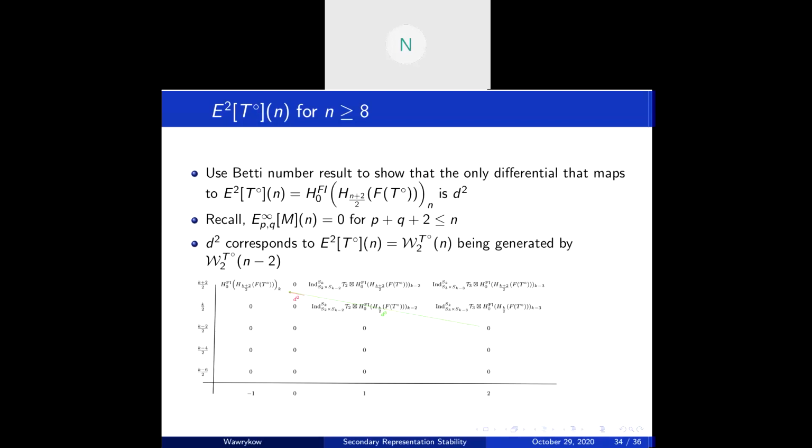All of the maps D3. So D3s are going to go 3 rows to the left and 2 rows up. Well, that's coming from something that's going to be 0. Similarly, D4, which comes from the third column and goes to the negative first column and goes 3 rows up, that's coming from something that's going to be 0. And all of those things are going to be 0. So nothing comes from those things.